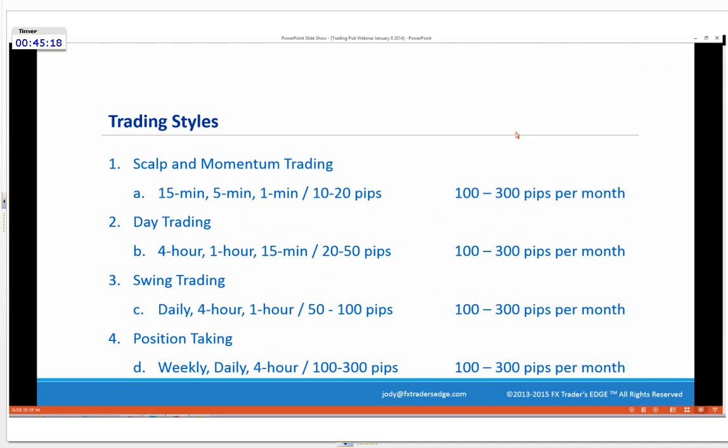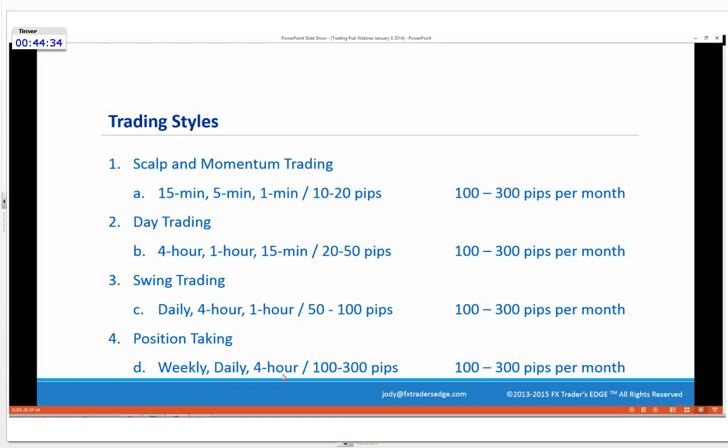A word on scalping and trading styles. There are many trading styles. Some of you are scalp and momentum traders, others are day traders, others are swing traders, and others are position traders. So these are the time frames that I would recommend for all of these different trading styles. I like to look at 3 different time frames: one time frame for the big picture to see what trend we're in, and then take trades off of the smaller time frame. So let's start with position taking, looking at the weekly, daily, and 4-hour chart.